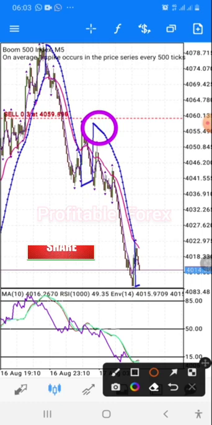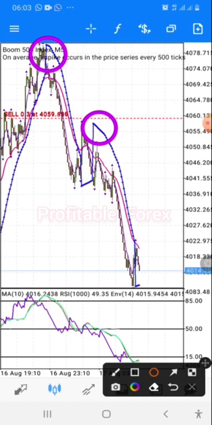this pointed angle at a resistance zone, it is an indication that the trend is going to reverse and go bearish. You can see that here too. It means the trend is going to reverse and go bearish. It's usually formed at the resistance zone where there could possibly be some classic chart patterns like your double tops and head and shoulders. So it usually forms at those zones.